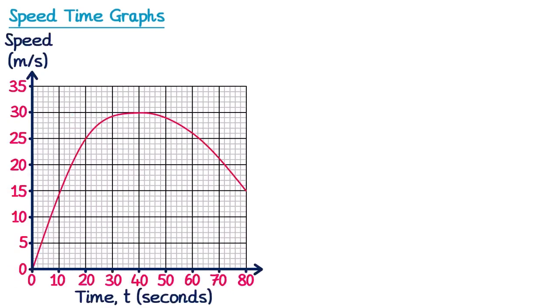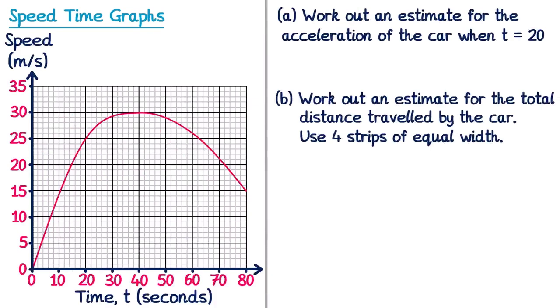Now we're going to take a look at a very different type of speed time graph, one that looks like this, and we've got these questions to answer. The first thing that you may notice from this is that rather than being straight lines, this line is a curve, and that's going to change our approach.